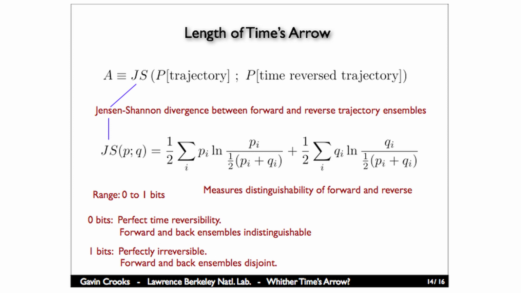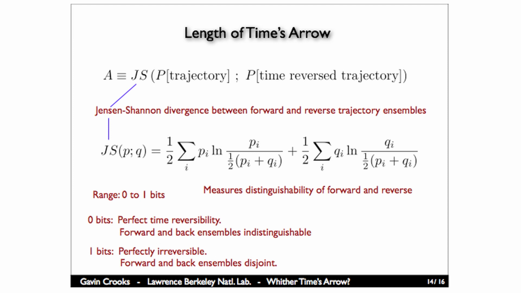The average amount of information you obtain from a single realization of the experiment is encompassed by this particular Jensen-Shannon divergence measure. If the thing's perfectly reversible, you get 0 bits, and if it's perfectly irreversible, you get 1 bit. So again, it's just a different way of trying to tease out this trade-off between breaking time reversal symmetry and dissipation.